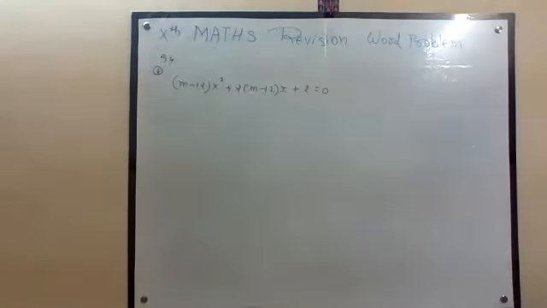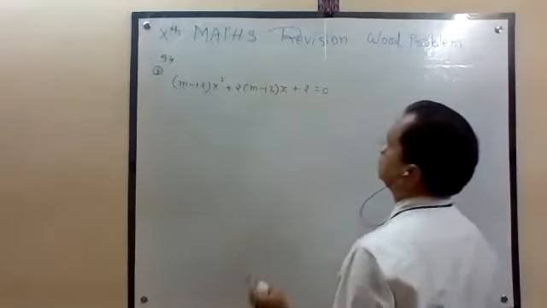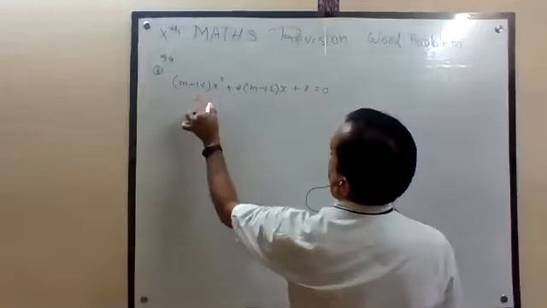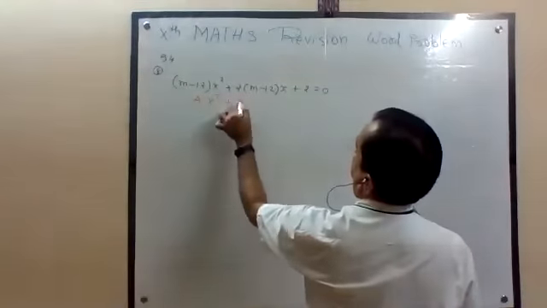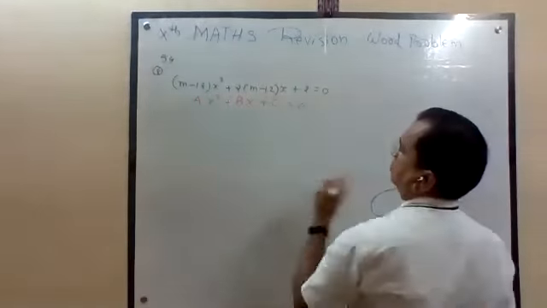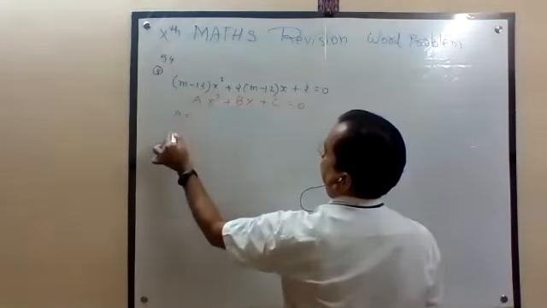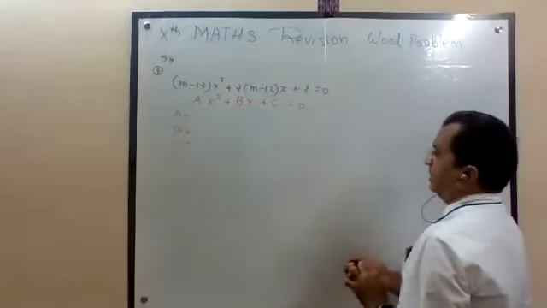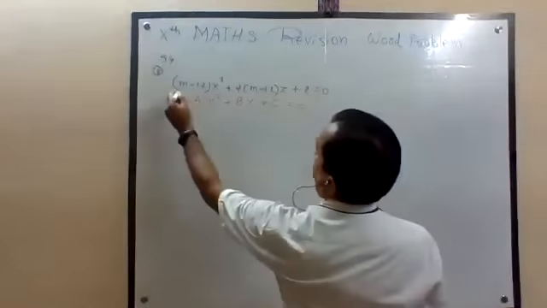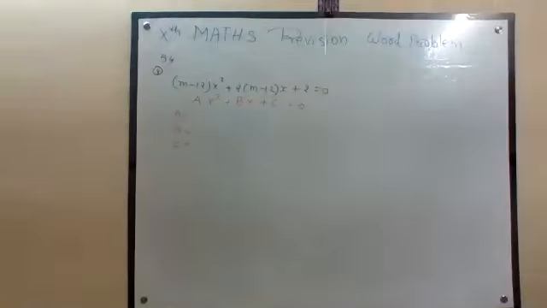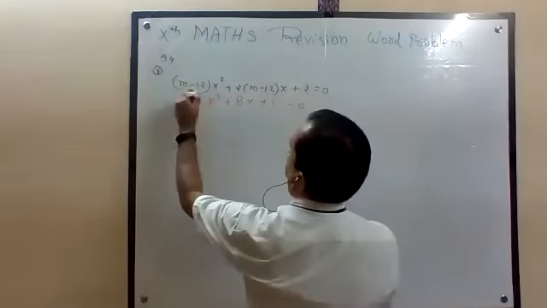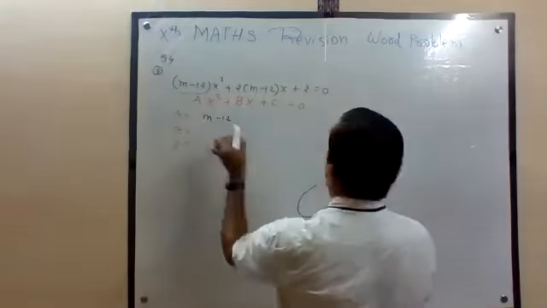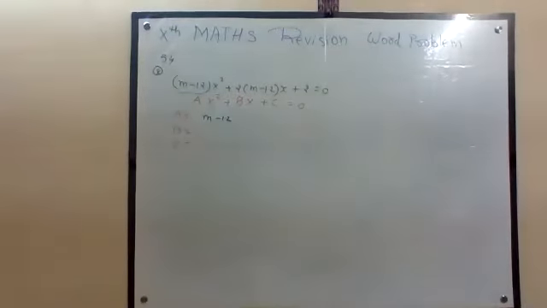So under that, write ax square plus bx plus c is equal to 0. So what is your a? What is your b? What is your c? Your a, remove x square, this much only. So that is m minus 12.